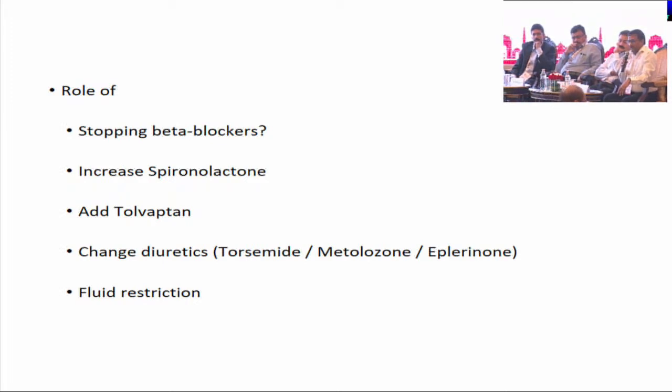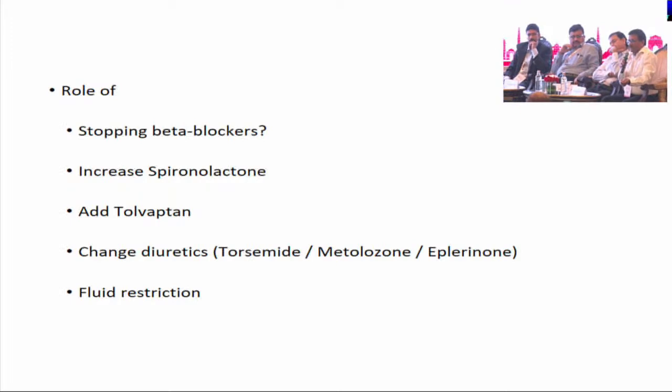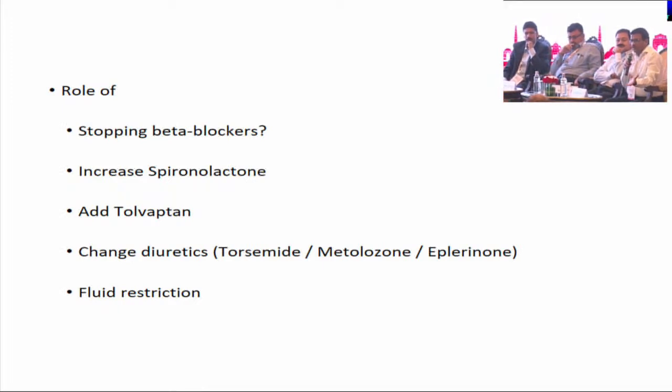And tolvaptan can be used in such a scenario, but cautiously, because there are a lot of studies on tolvaptan, which increases the free water clearance in the collecting duct. But its use should be cautious in Child C cirrhosis. So fluid restriction, stopping of diuretics, stopping of beta blocker, and one can use tolvaptan if sodium is not increasing. And if a patient is planning for transplant, we have to give 3% saline for increasing that. So we have to do fluid restriction at this point.